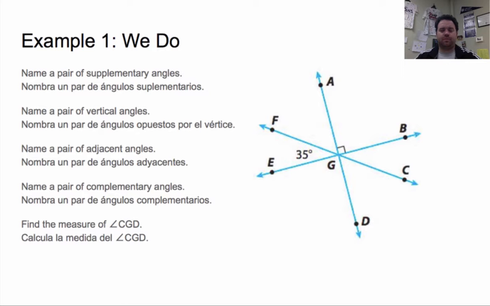We have a we-do problem. It's a very similar list of questions. So the most important thing here is to draw this diagram and have that ready. Make sure you have all those points on there. This little 90-degree guy is very important. And we're looking for supplementary angles, vertical angles, adjacent angles, complementary angles, and to find the measure of CGD. So this right here is our unknown value x. Okay? Make sure that's on your output page and ready to go so that we can do that together as a class.